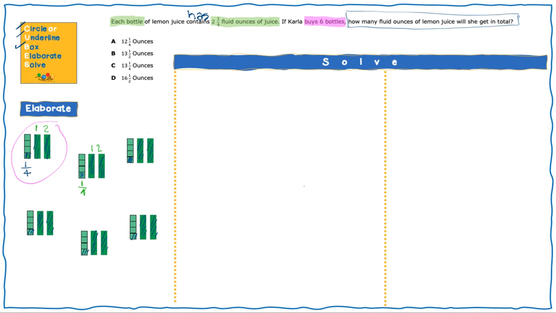And I'm gonna circle this in pink because this is 2 1/4. This is 2 1/4. This is 2 1/4. You see that, guys? 2 1/4. This is 2 1/4. Great. So how many 2 1/4 do you see in this picture, guys? Correct. There are 6 bottles of 2 and 1/4 each.